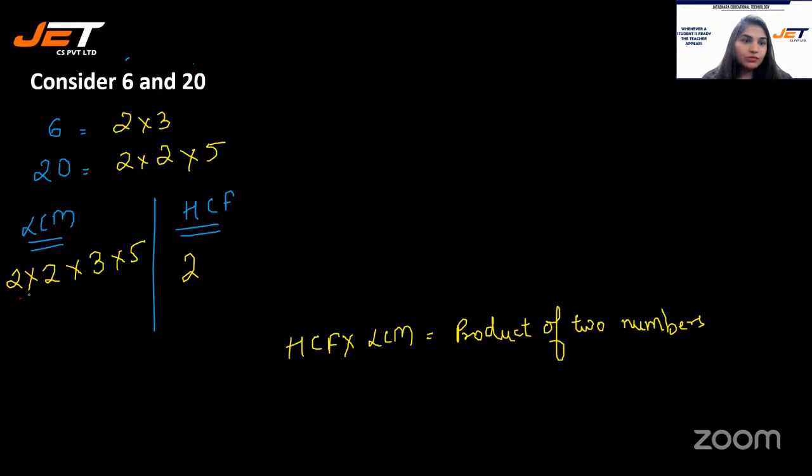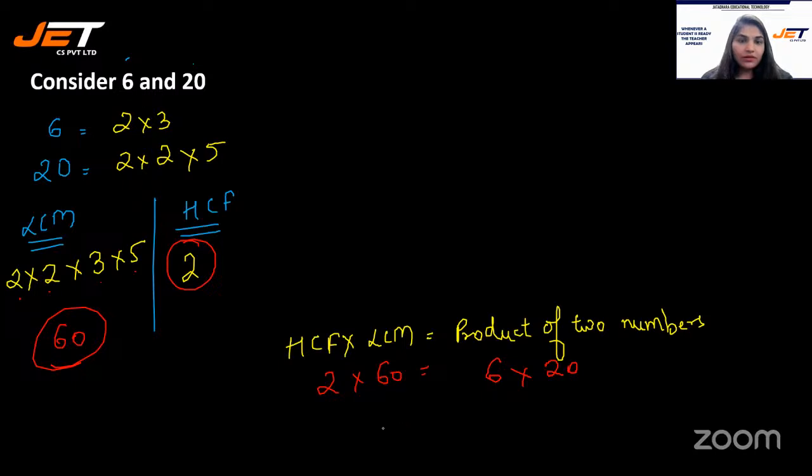LCM: 2 times 2 is 4, right? 3 times 5 is 15. 15 times 4 is 60. And the HCF is 2. So the LCM is 60, the HCF is 2, and the product of the two numbers is 6 times 20, that is 120. Here also 120. Relation proved.